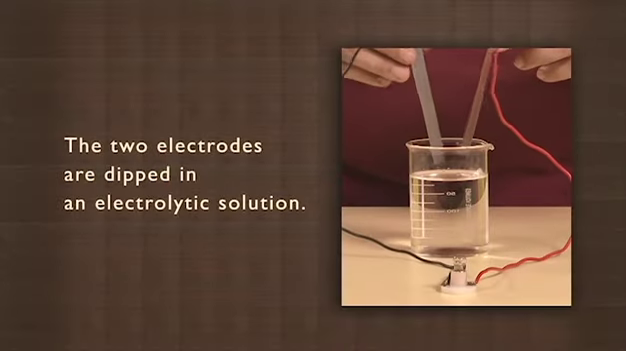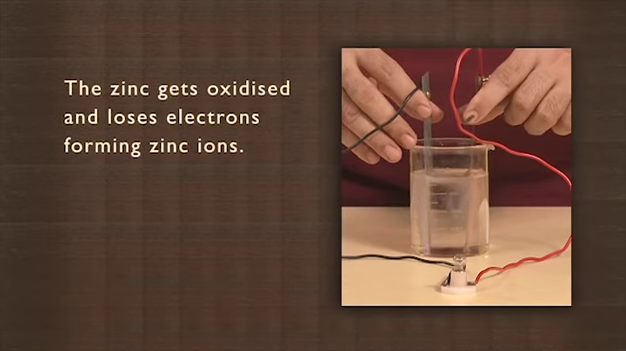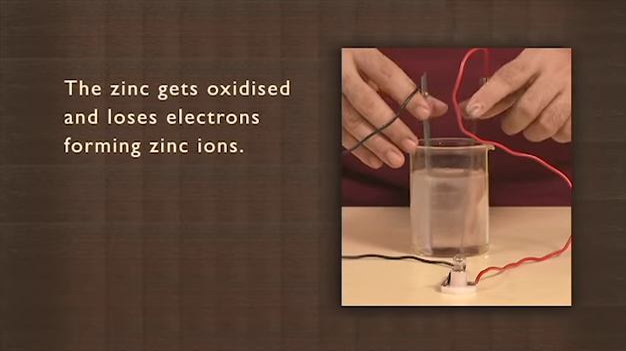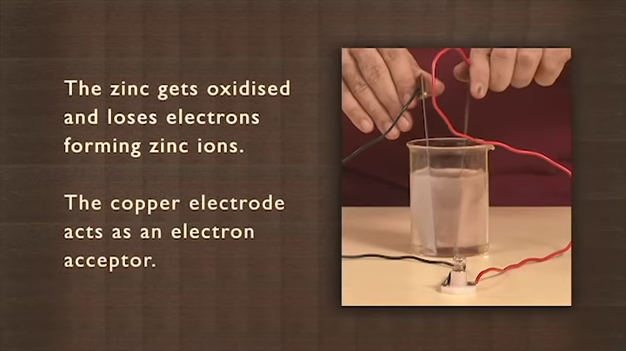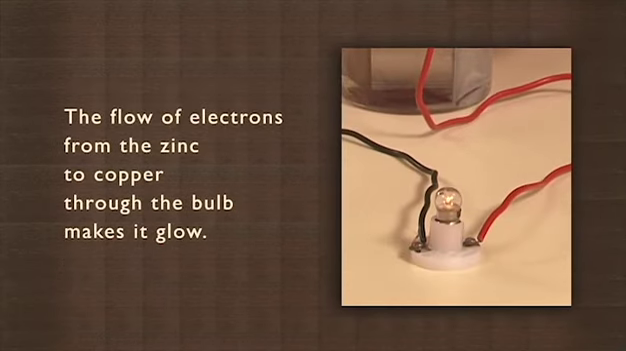Zinc electrode and copper electrode are dipped into the electrolytic solution. Zinc loses electrons to form zinc ions, and the copper electrode acts as the acceptor, and the flow of electrons from the zinc produces the current flow, and the bulb is lighting up.